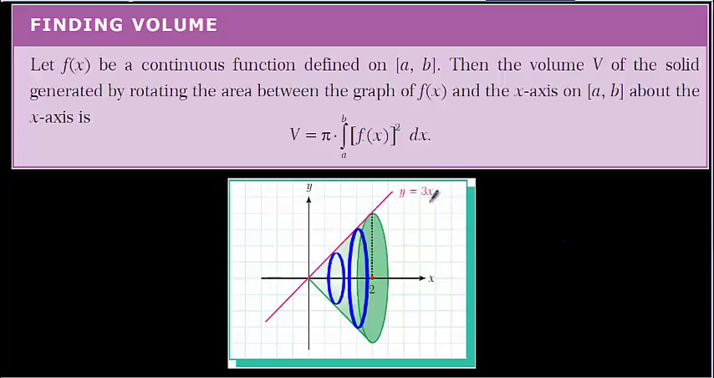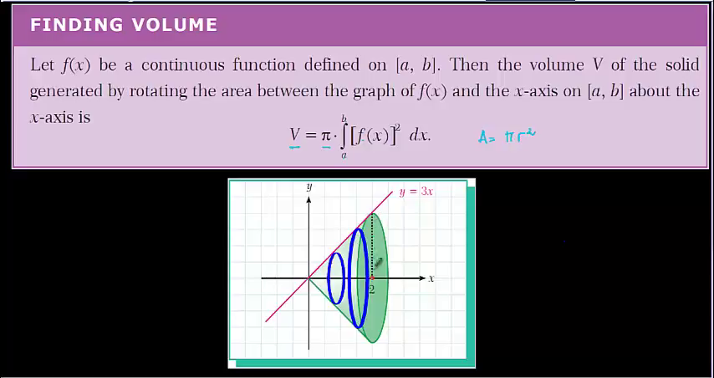For finding the volume of this one, we are going to use the formula pi times the integral from a to b. This is the point A and this is the point B. It's going to be f(x) squared dx. Why are we going to use this formula? Let me explain simply like this. The area of a circle, we know, is equal to pi r squared.